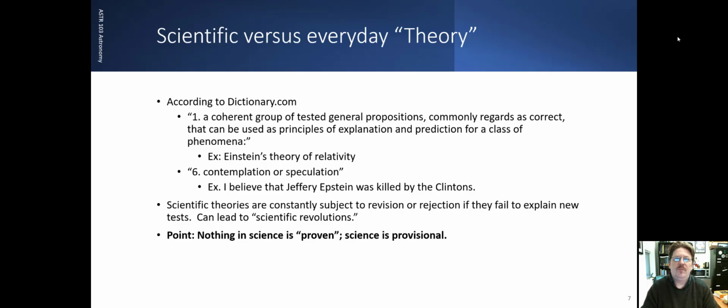Scientists actually use the first definition in dictionary.com, and that is a coherent group of tested general propositions, commonly regarded as correct, that can be used as principles of explanation and prediction for a class of phenomenon. An example is Einstein's theory of relativity.